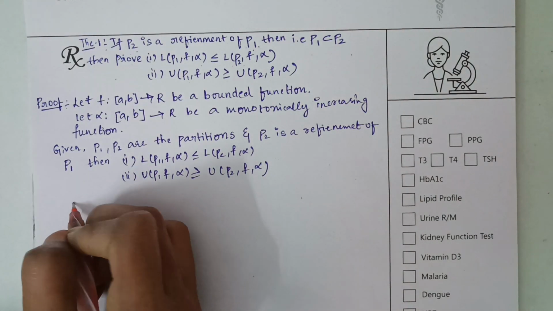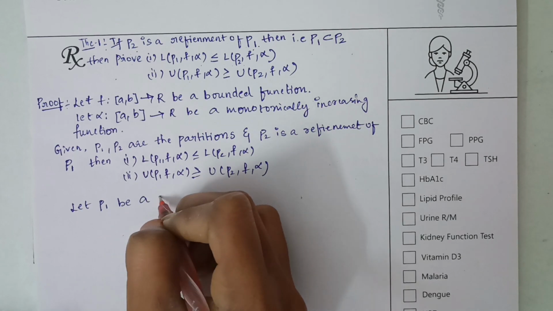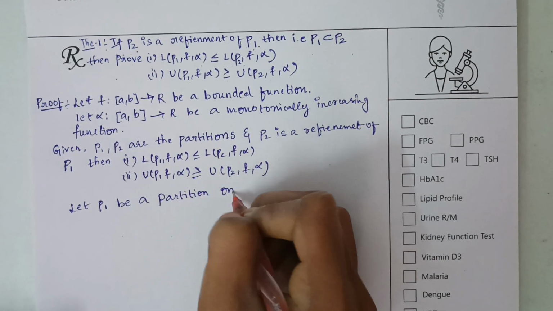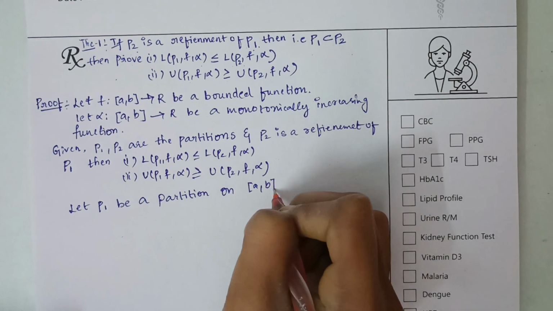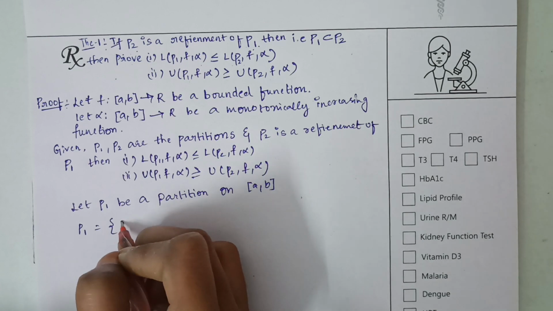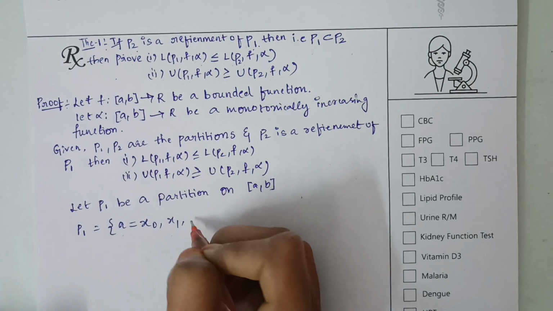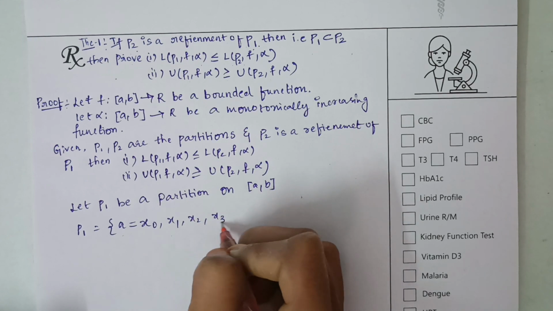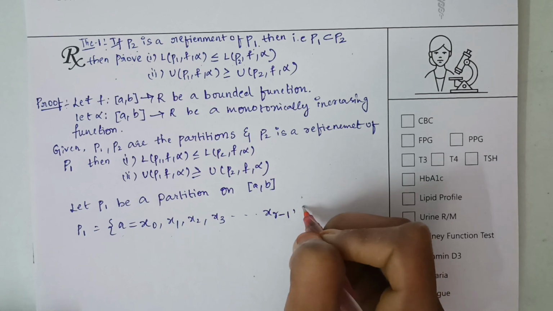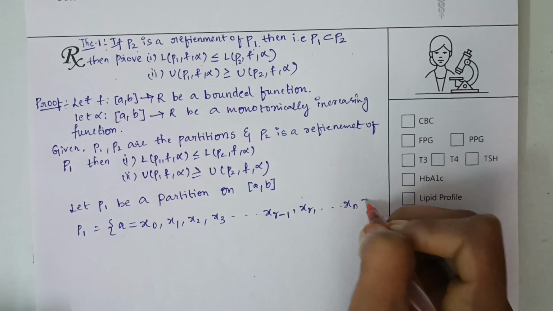Okay, and let P1 be a partition on closed interval a comma b such that P1 is equal to a equals x0 comma x1 comma x2 comma x3 so on up to xr minus 1 and xr and up to so on xn. This is equal to b.